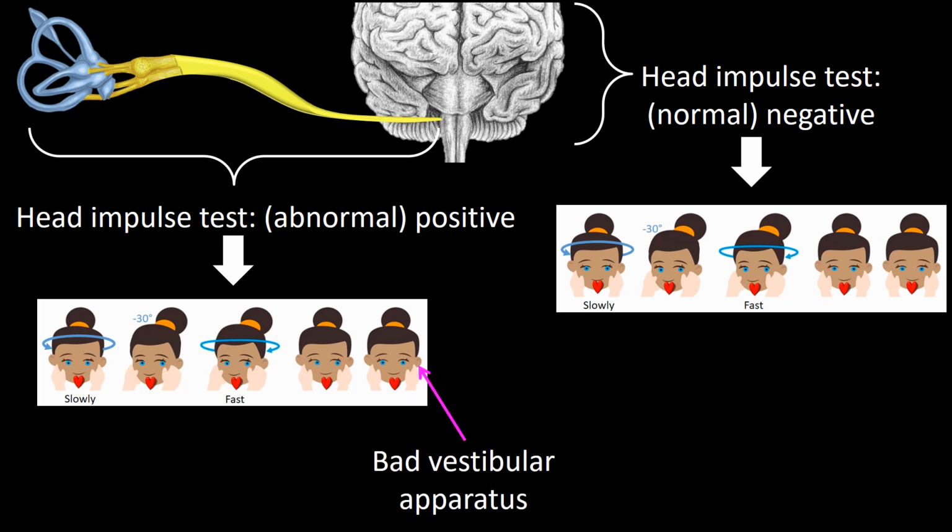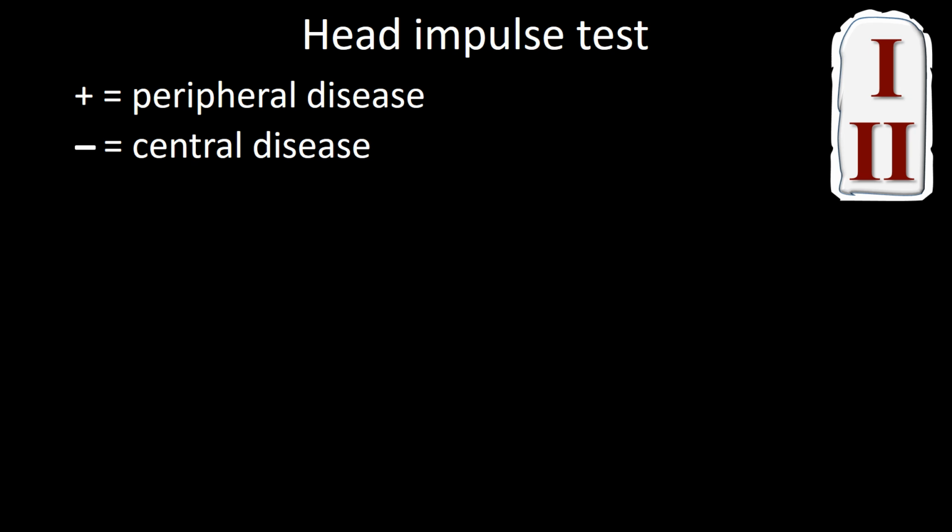In this example, the bad vestibular apparatus is on the left side. The side of the affected vestibular apparatus is indicated by the direction of the fast twist that triggers the corrective saccade. If you find the corrective saccade during fast rotation of the head to the left, it is the left vestibular apparatus the one affected. As we have just mentioned, the rules for head impulse test interpretation are very straightforward. Positive, peripheral pathology; negative, central pathology.